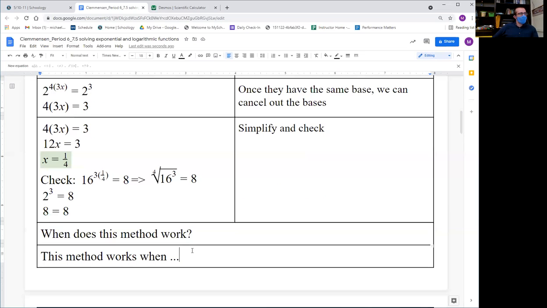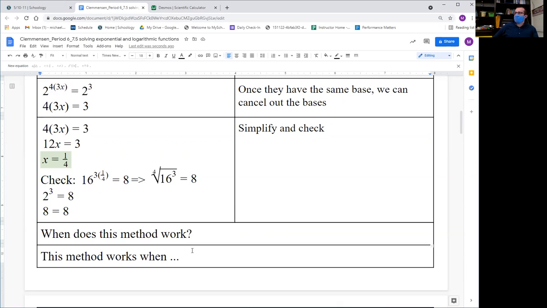This method works when, blah blah blah. Or this method works because, blah blah blah. Whatever you want to write. All right. Should be enough time to hopefully write something down. Does anybody want to tell me what they put down?